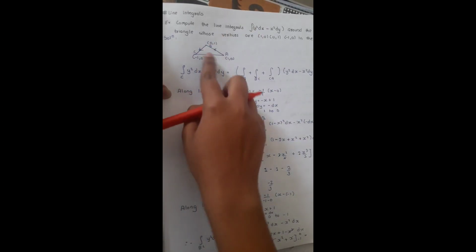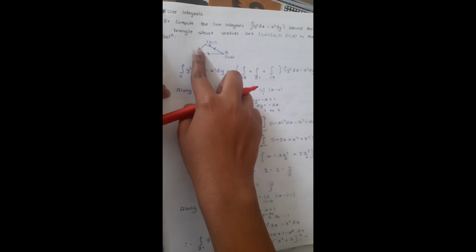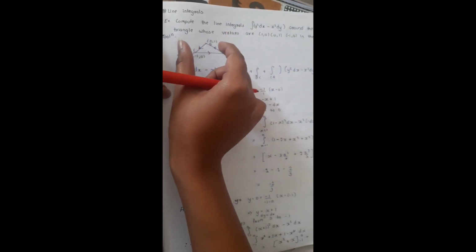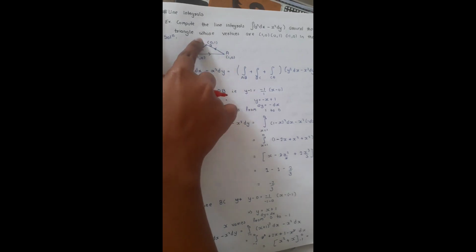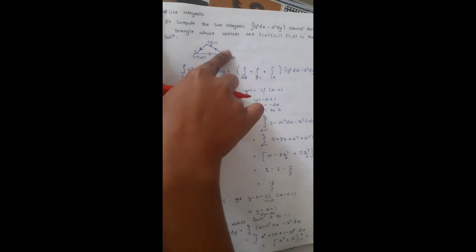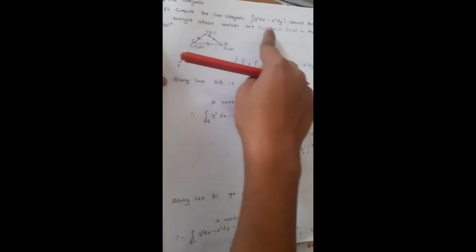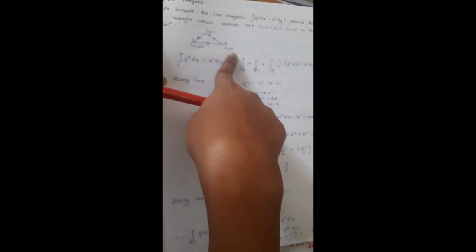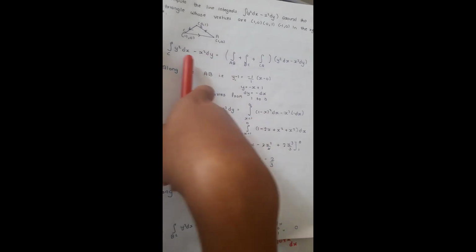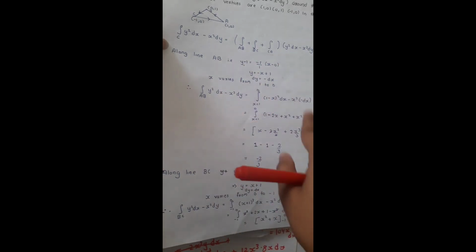Now, for integration along the whole curve, you can't do it all together, so you break it in parts. You will do first integration from A to B, then from B to C, then from C to A. This direction is also very important. Always take the direction as given, first point first and second point second. So direction is also very important while solving this. I have split this, and then I'll solve along every line one by one.